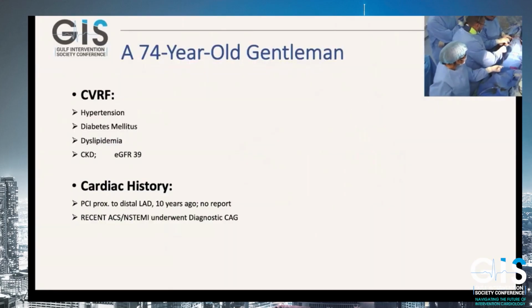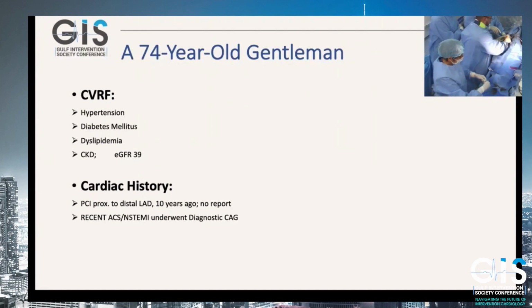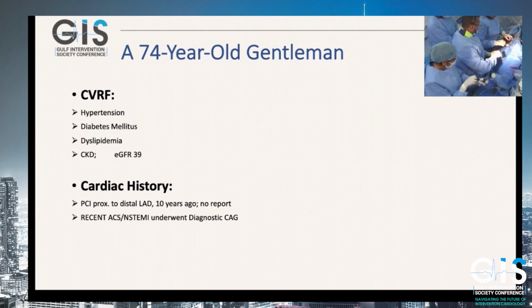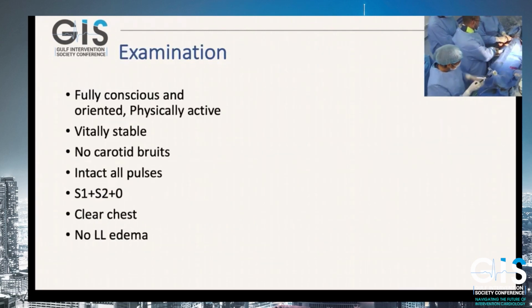We do have an elderly gentleman. He is 74 years old, and he has a past history of hypertension, diabetes mellitus type 2, dyslipidemia, and chronic kidney disease. He had PCI to proximal to distal LAD 10 years ago, out of the country, and we have no report for this PCI. Recently, he was admitted with acute coronary syndrome, non-STEMI, and underwent diagnostic coronary angiography. On examination, he is fully conscious, oriented, and physically active, vitally stable, no carotid bruit, all pulses intact, no added sounds, clear chest with no lower limb edema.